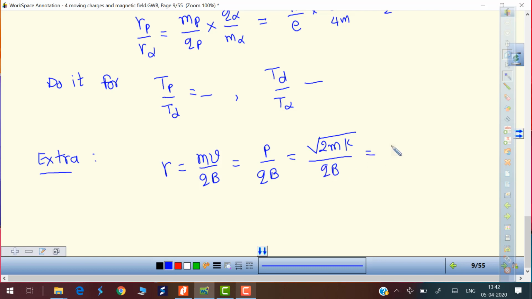And sometimes the particle is accelerated under a certain potential difference. Then I write kinetic energy in terms of q into delta V, so R is root 2m q delta V upon qB. Of course, you can cancel root q. But whatever the physical quantities given, you write the formula of R in terms of that physical quantity. If kinetic energy is given, you write this equation. If potentials are given, you write in this term. If velocity is given, you write this. So you can compare the radius of different particles.